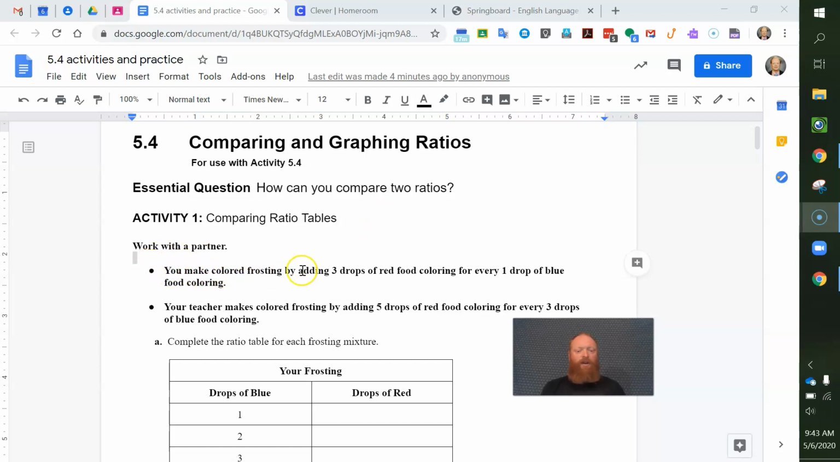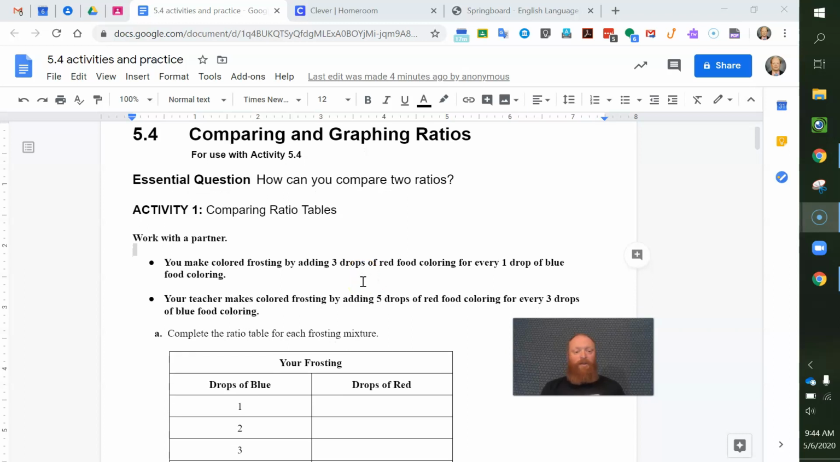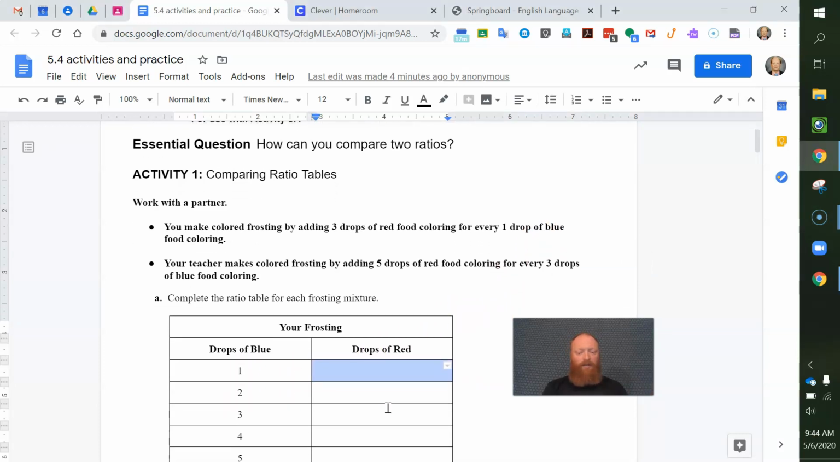You make food coloring frosting by adding 3 drops of red food coloring for every 1 drop of blue food coloring. Okay, so we're making a cake or cupcakes or cookies, and we're frosting them. And we're using red and blue food coloring, adding 3 drops of red for every 1 drop of blue. So we put in 1 drop of blue food coloring, and then we have to put in 3 drops of red.